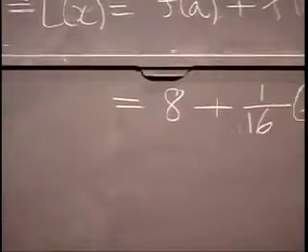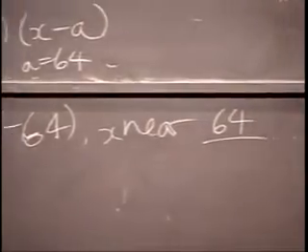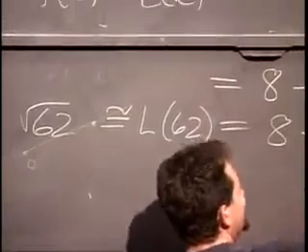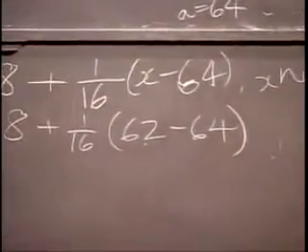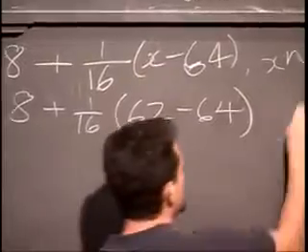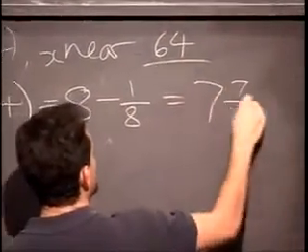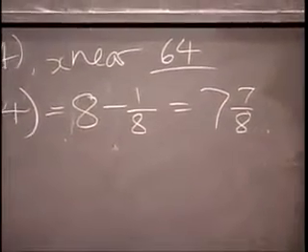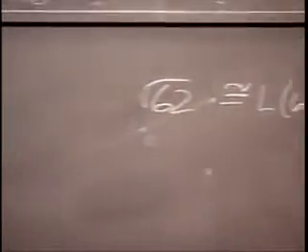Okay, so in particular, square root of 62 is approximately L of 62, which is 8 plus 1/16 times 62 minus 64. This is minus 2, so it's 8 minus an eighth, or 7 7/8. That's more like it. Okay, so you've got to make your linearization depend on where you're going to be.